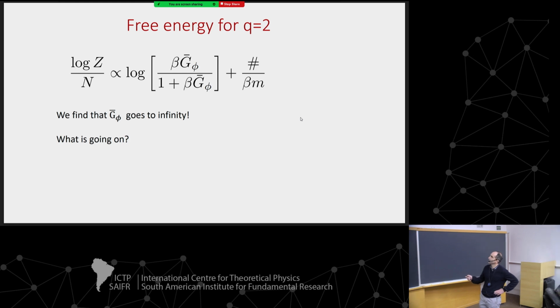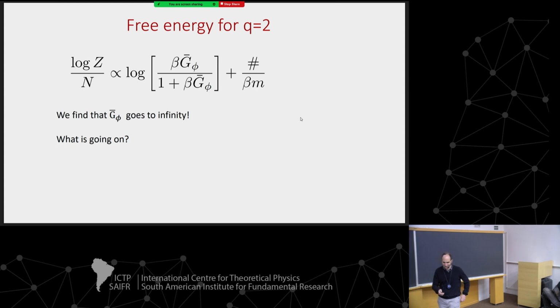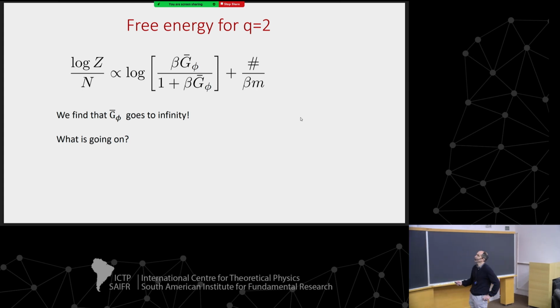So in this case, we can go back. We can follow the same procedure of fixing this constant value. So from the oscillators, we get this, which is completely independent of g bar. And when we calculate the action as a function of g bar, we find that it's extremized, so it's maximized, when g bar goes to infinity. So again, we got that the expectation value of phi is going to infinity. So what's going on in this case?